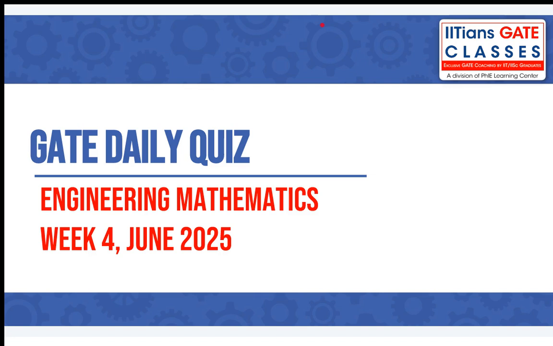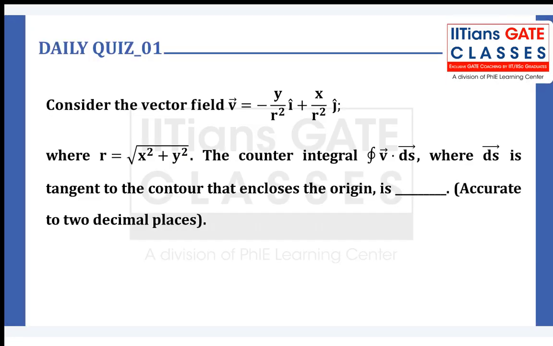Okay, so the first question itself is the trickier one. They have given you a vector field v bar as minus y by r square i plus x by r square into j, where r is square root of x square plus y square. And the contour integral, contour meaning the counterclockwise direction I think they are trying to say, but that is usually positive, so that's not the main thing, of v dot ds, where ds is a tangent to the contour that encloses the origin.